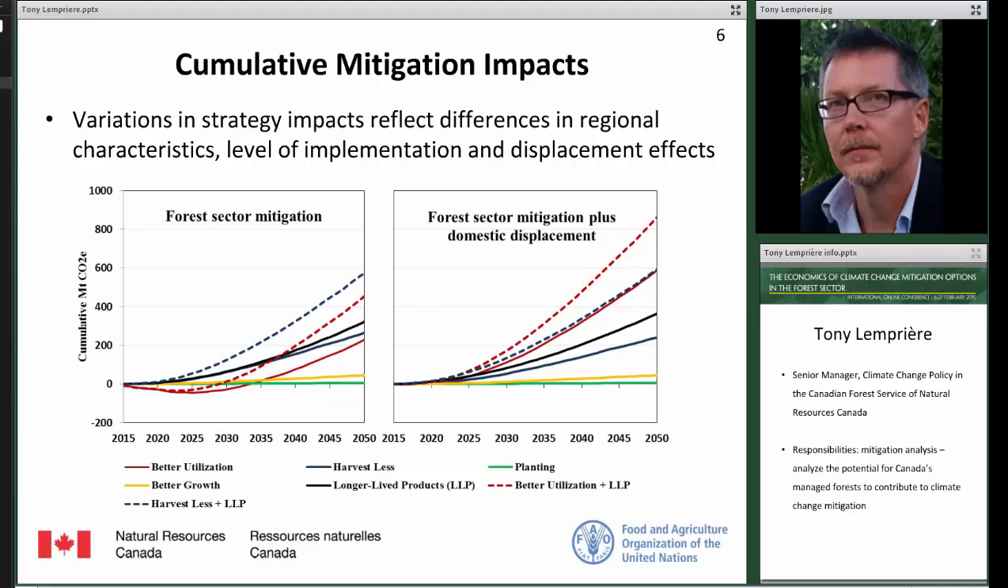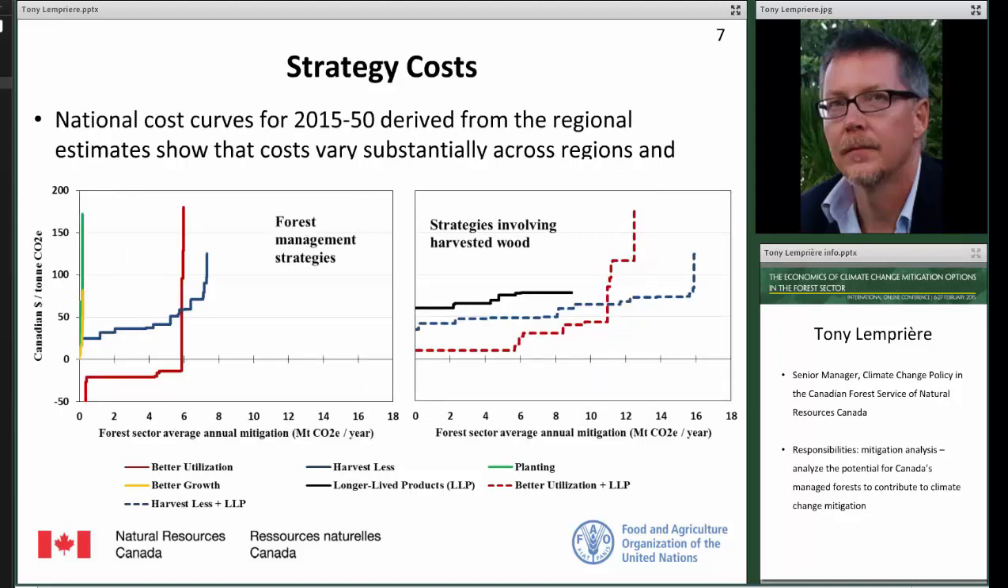Including displacement effects, as shown in that figure, indicates that a strategy of better utilization and more longer-lived products is actually best, resulting in close to 900 megatons of mitigation over the whole period. And that's because this strategy provides displacement benefits from using residues for bioenergy, while the harvesting less strategy reduces displacement benefits. We derive national forest sector cost curves by determining the cost for each strategy in each region, sorting the mitigation costs from the smallest to largest across all regions, and then comparing these successively higher cost estimates to the mitigation that was achieved at each cost level.